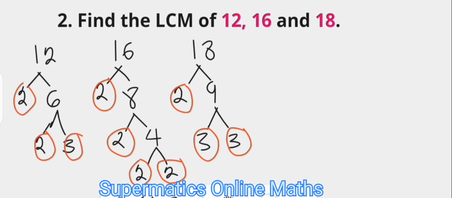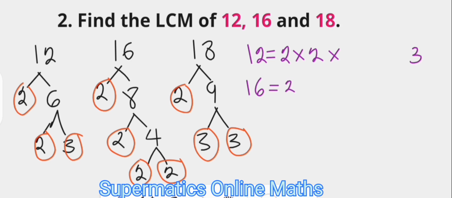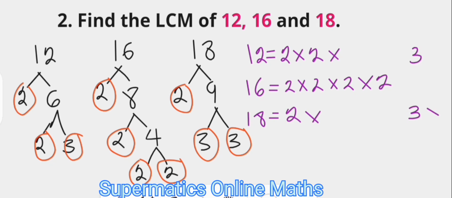Then 12 is written as a product of its prime factors as 2 times 2 times. We take the 3 far because 16 has got 2 times 2 in 4 places. Next is 16, which is 2 times 2 times 2 times 2, ensuring that the numbers align. Then finally, 18 is 2 times 3 times 3.